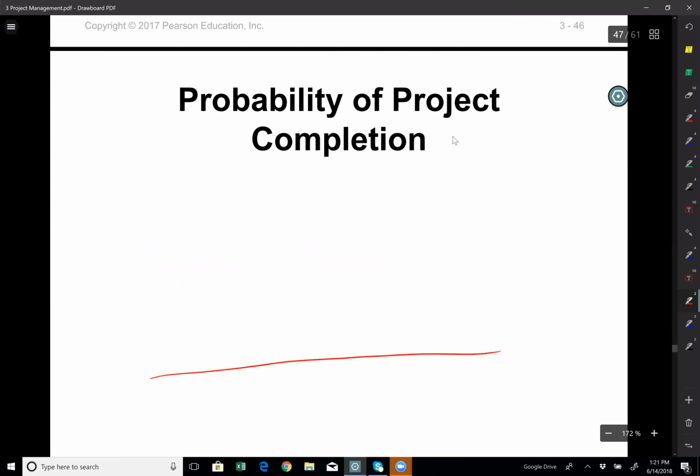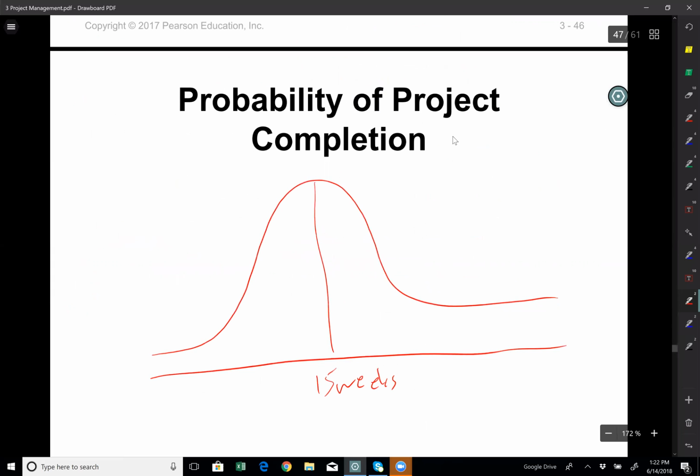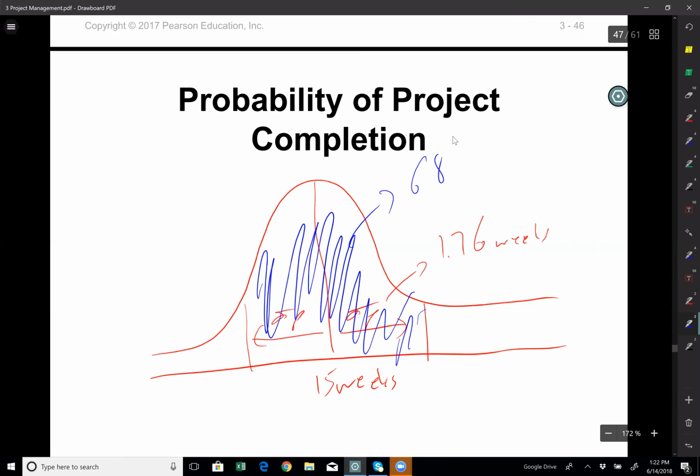So let's look at the probability of project completion. Let's draw our bell curve, which is our first assumption here. Again, this is my 15 weeks expected project completion time that I calculated. And the standard deviation here, if I go one standard deviation to the right, and another standard deviation to the left, which I calculated as 1.76 weeks. So the area under this curve, based on our knowledge about normal distribution, is roughly 68%. So I know that with 68% chance my project will be completed between 16.76 weeks and 13.24 weeks. Okay, so we can make that call.